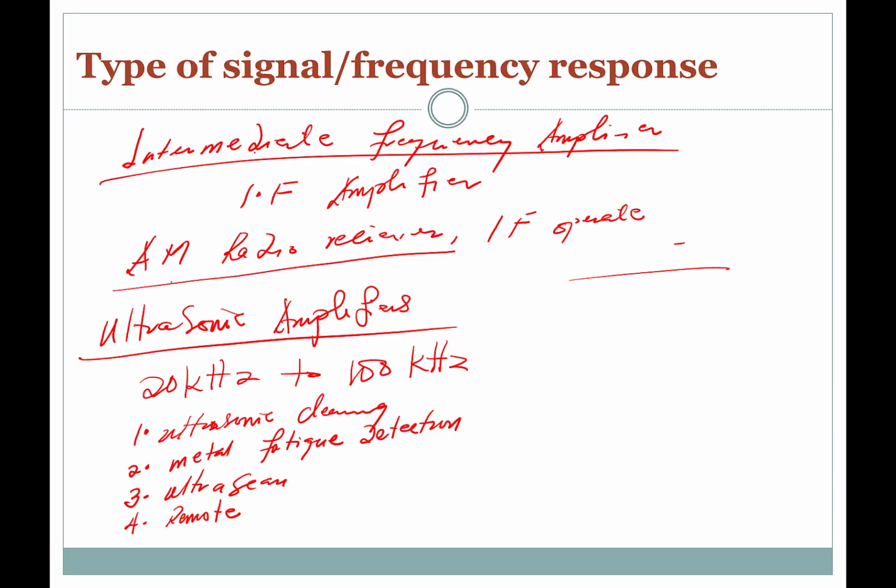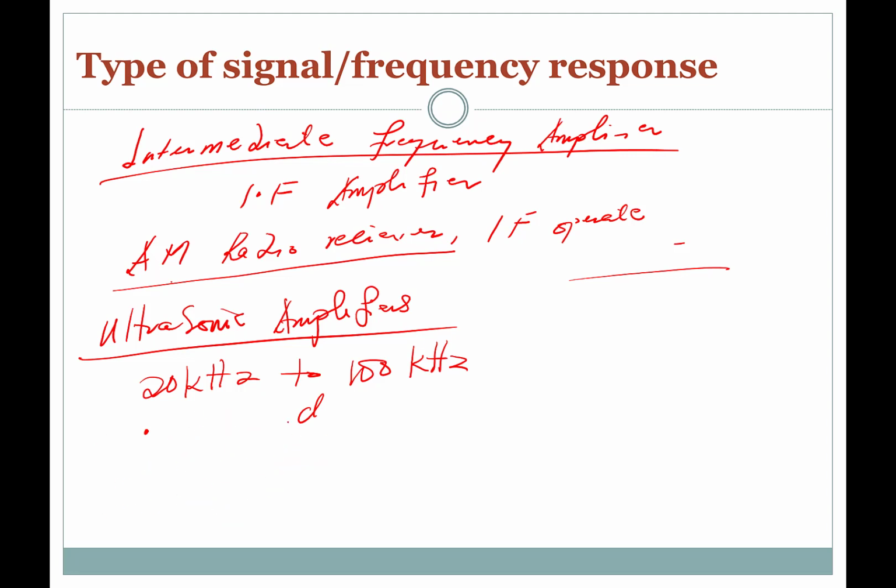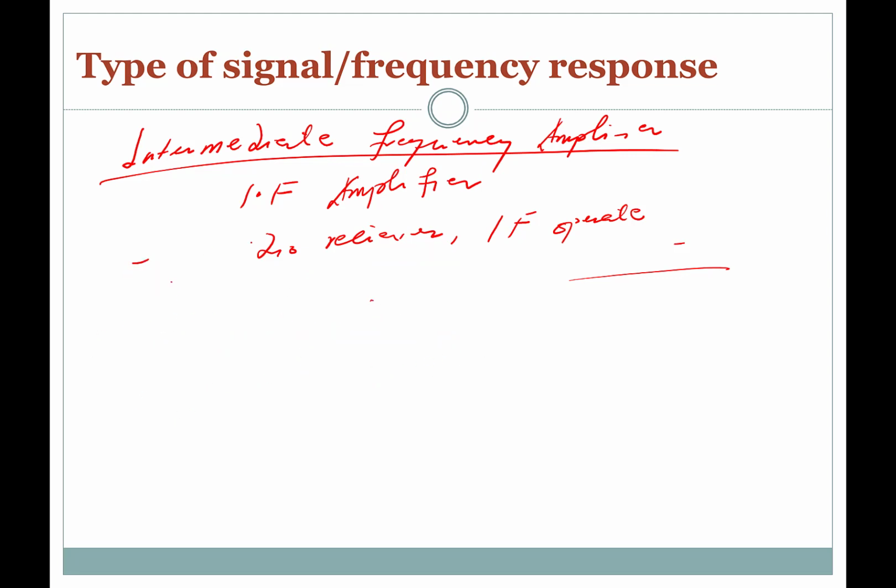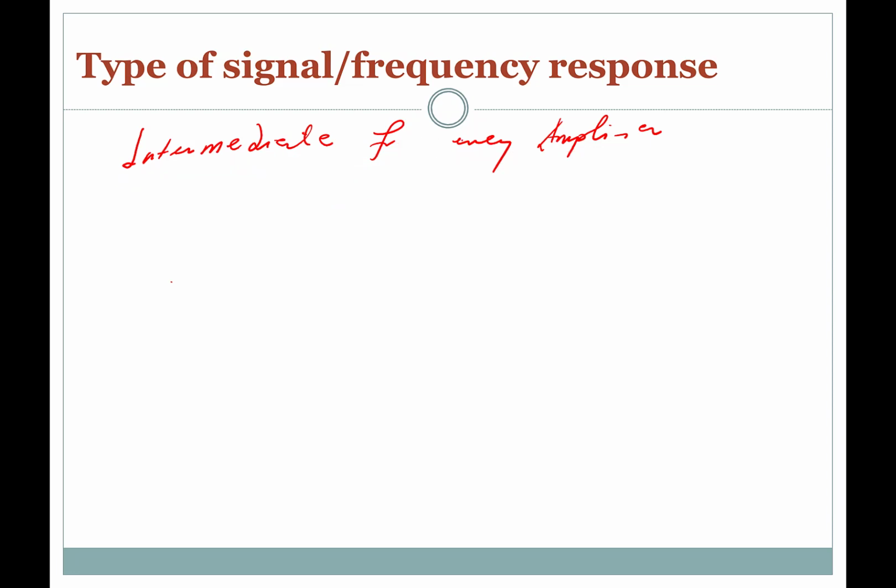Now, that is it for ultrasonic amplifiers. We can move on then to look at wideband amplifiers, which is also a type of signal amplifier we can classify based on the signals they can amplify. So in this regard, let's look at wideband amplifiers and see what features they have.